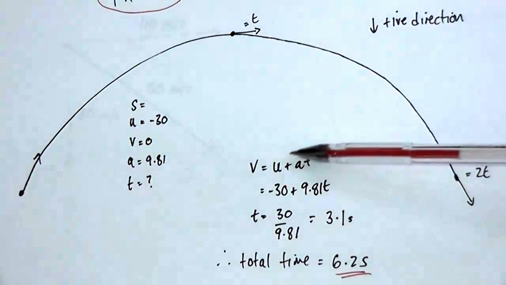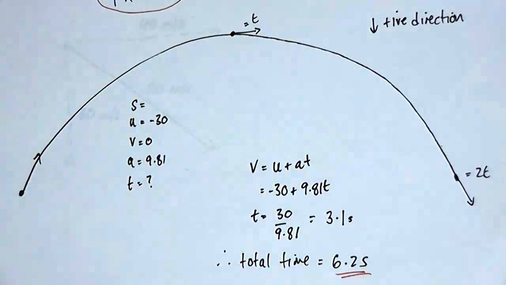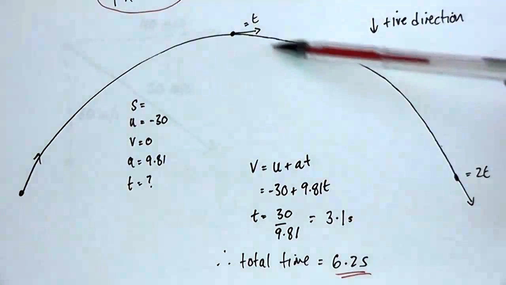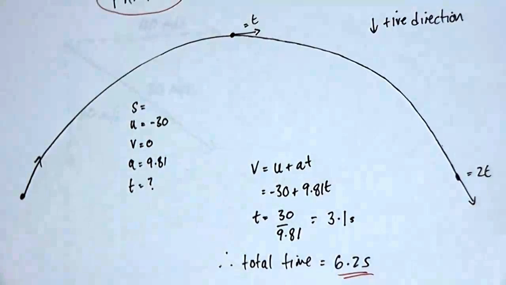So I've used v equals u plus at to find t. That gives 0 equals minus 30 plus 9.81t. That gives a time of 3.1 seconds to the top. So the total time in part 1 is 6.2 seconds.